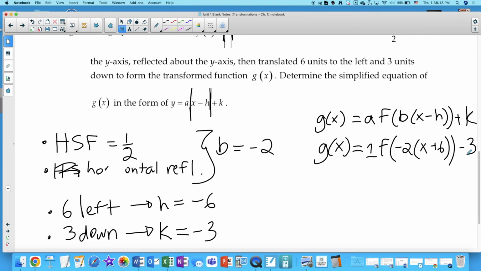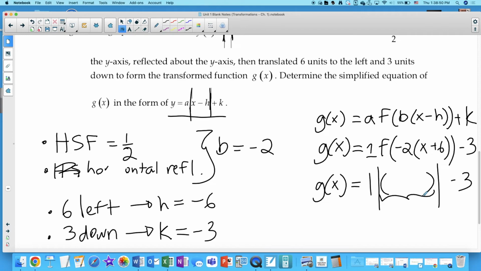You guys ready? Okay, so here we go. We now need to write this in terms of x because we're asked for this format. So g of x is going to equal 1 times, this is where the function goes, minus 3. Now the function is absolute value of x, so I'm going to put some nice big absolute value symbols and a set of brackets. And inside those brackets, I'm going to put this. Is that the format that we're asked for? No, it's not.